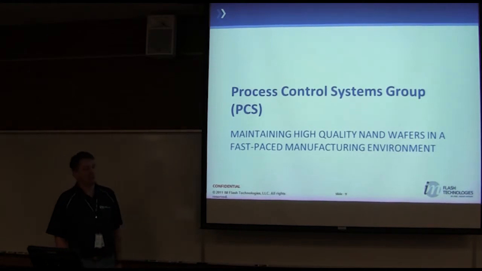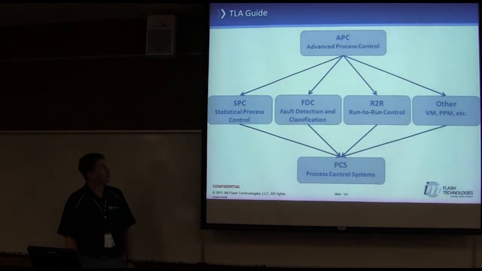But, so PCS group, again, we have multiple responsibilities that we take care of. One is run-to-run, which we're going to talk about here. We also talk about SPC, which is Statistical Process Control. And another thing we talk about is FPC, where we try to predict behavior of the equipment so that we can keep it running as optimal as long as we can. So what we're talking about in our PCS group is to maintain a high quality of NAND wafers in a fast-paced manufacturing environment. That's what we want to do.